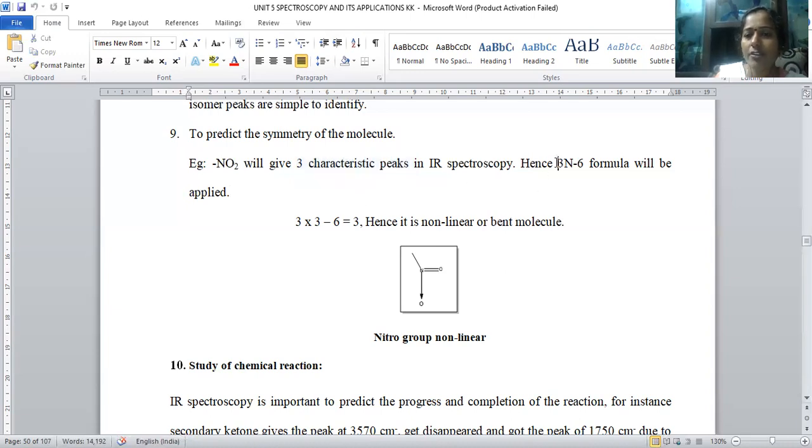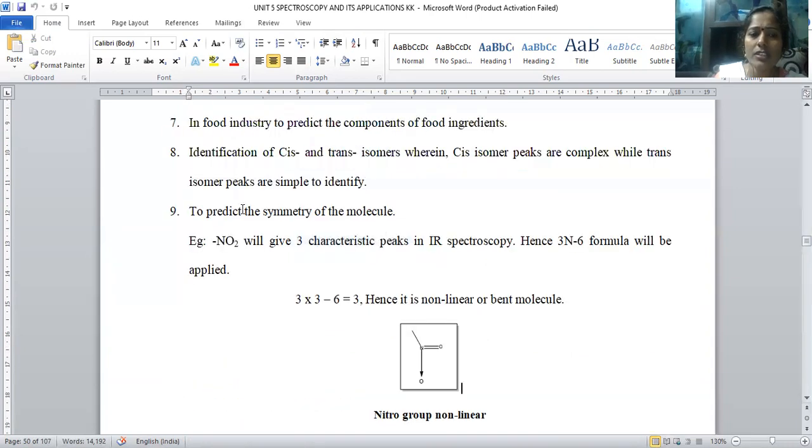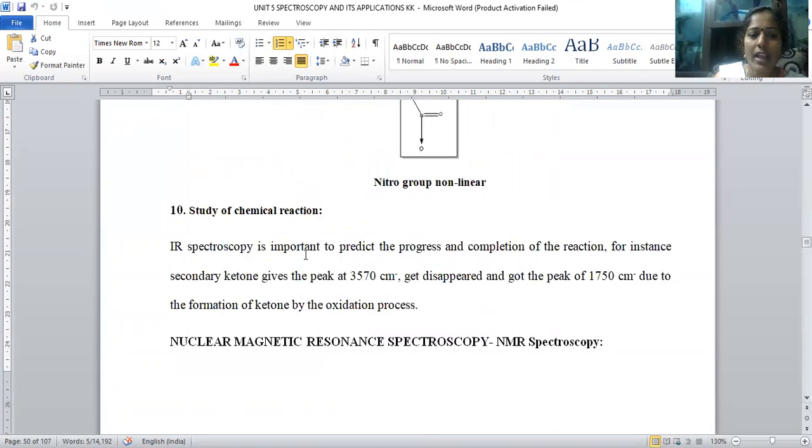So based on this, we can confirm the 3n minus 6 formula is preferable, so the given molecule is non-linear, because the 3n minus 6 formula indicates the molecule is non-linear. Hence, NO2 will be represented in this manner, not in a straight line or linear. So this is another important application of IR spectroscopy. And the last one, we are going to conclude. Many applications, a wide range of applications, are given for IR, but we are focusing on a few.